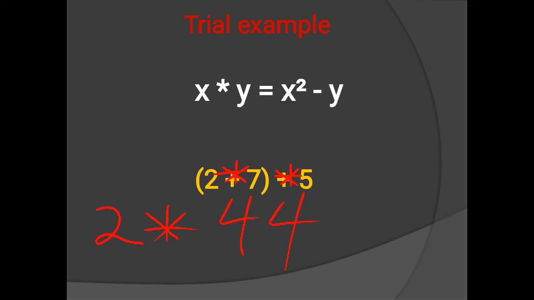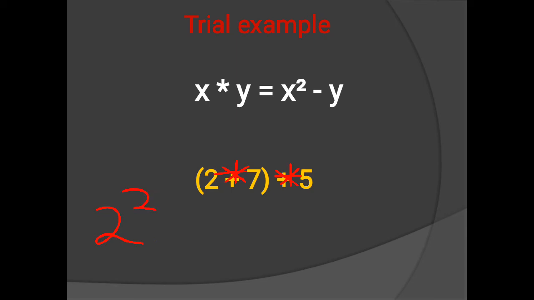Right, so now we've got one number, 44. So 2 operation 44. Now our x is 2, our y is 44. So we have 2 squared minus 44. 2 squared minus 44.